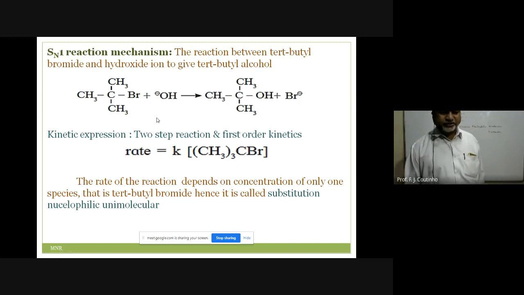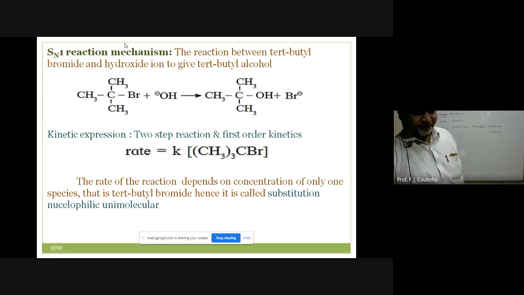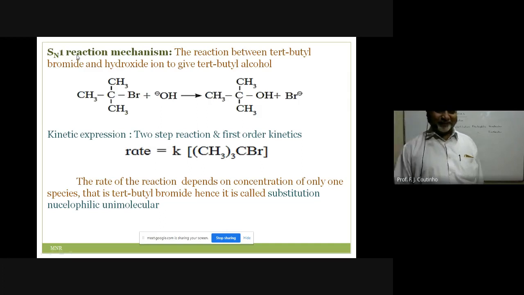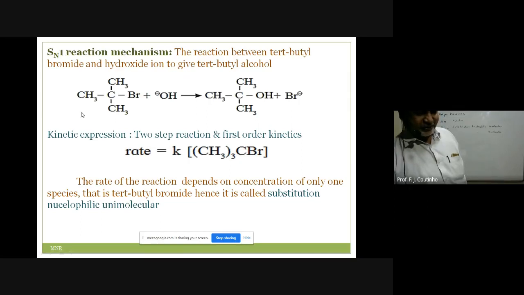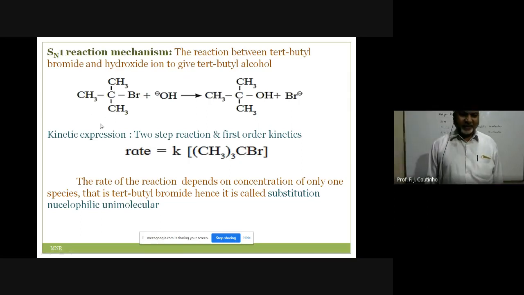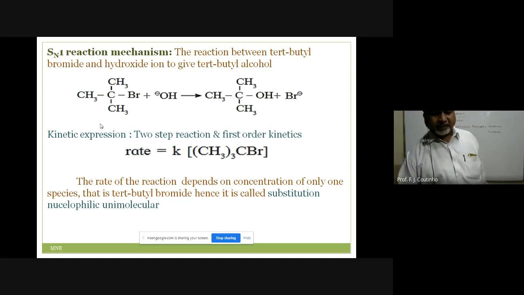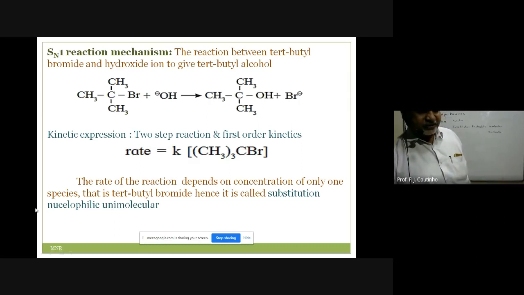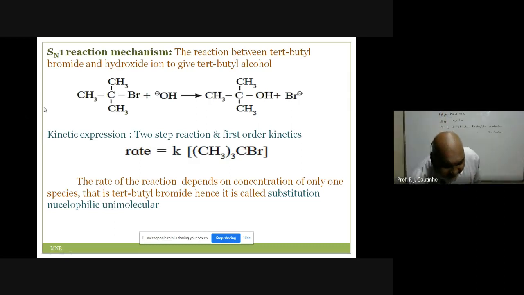Now here in this case, for the kinetic expression, there are two steps. It is a two-step reaction. SN2 was single step, but SN1 is two step, exactly opposite. And it is a first order kinetic. Why is it a first order kinetic? Because there is only one molecule, that is tertiary butyl bromide, which is responsible for the rate of the reaction.